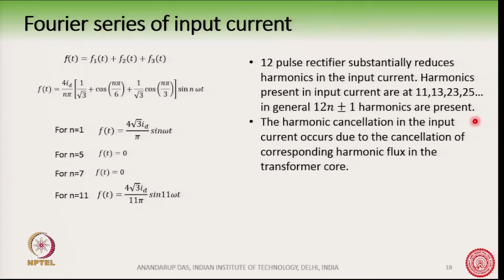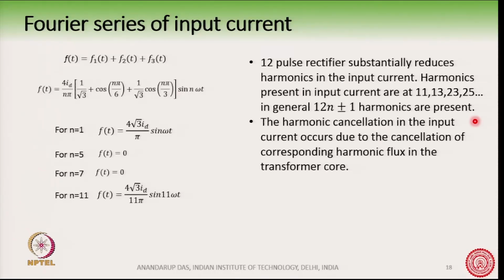As we had said earlier, 5th and 7th harmonics have the maximum impact because they are close to the fundamental. Now, in this case we see that the 5th and 7th harmonics are gone. Also the third order harmonics are gone. If you put n equal to 3, that will also come out to be 0. So, therefore, n equal to 3, 5, 7, 9, all these harmonics are gone in the input current waveform and the first harmonic that comes is at n equal to 11.